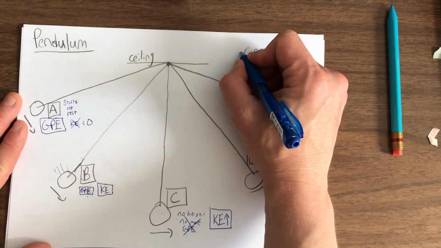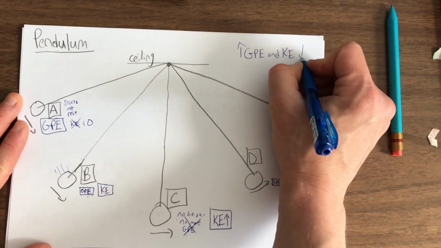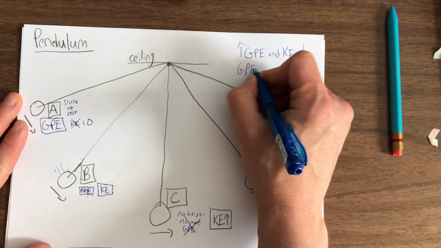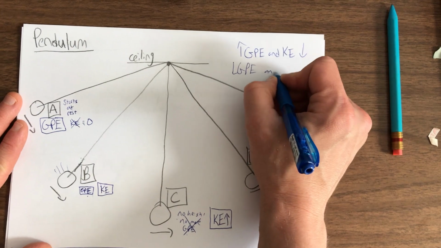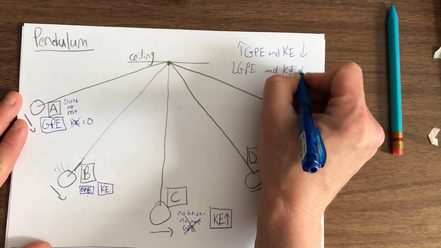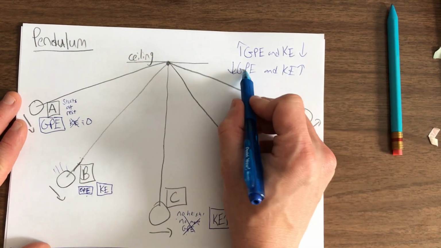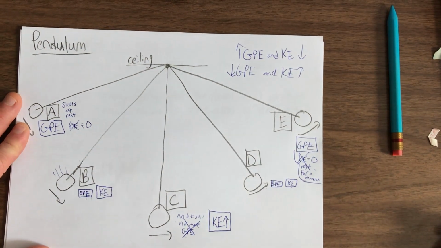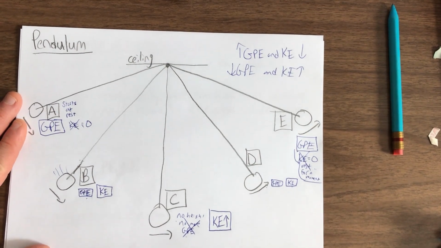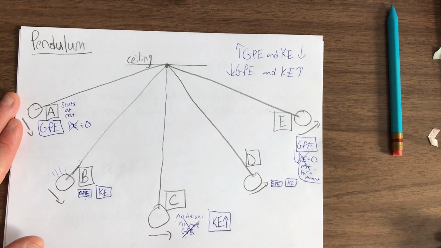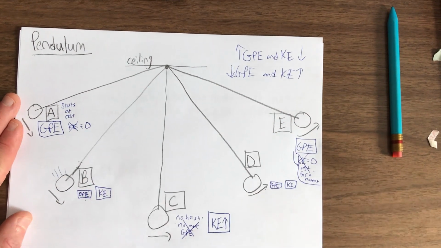So there's this relationship where when GPE goes up, KE goes down, and vice versa. And the reason why that happens is those two always need to add up to make the same number. When you add them up, you get a total, and that total has to always remain the same.